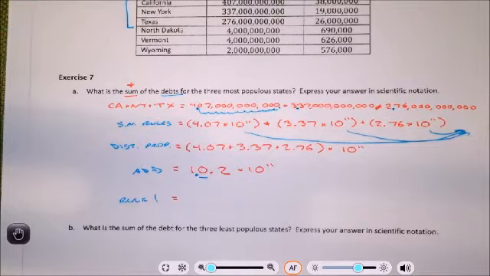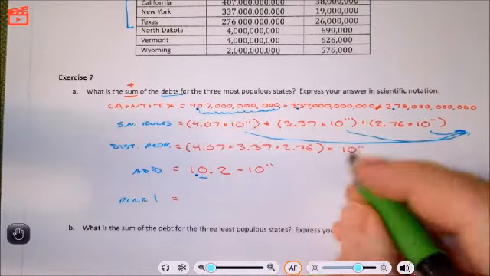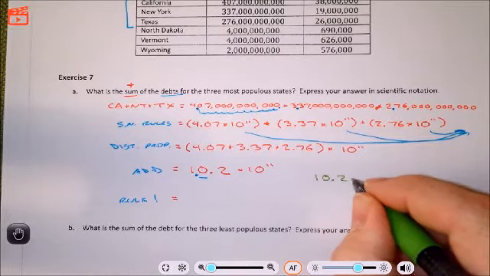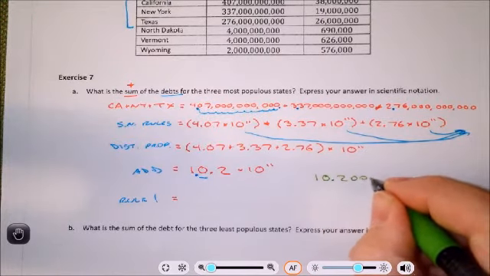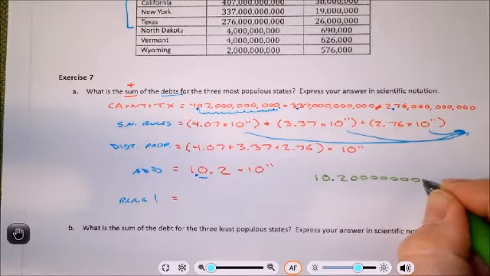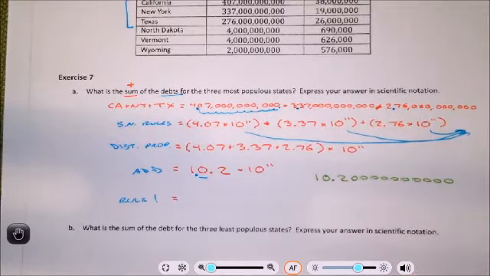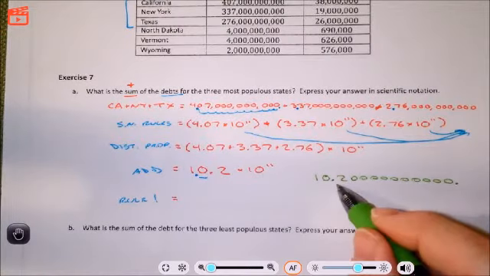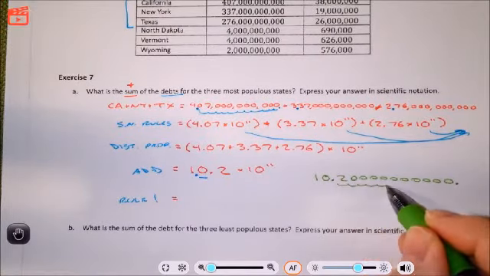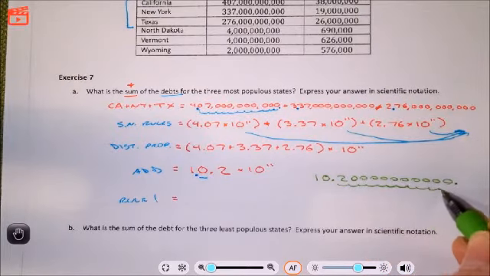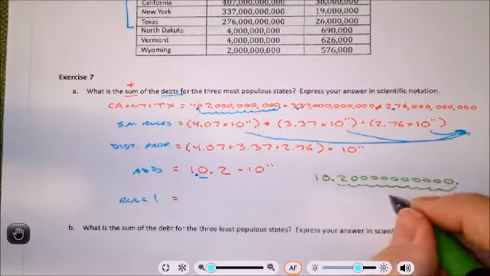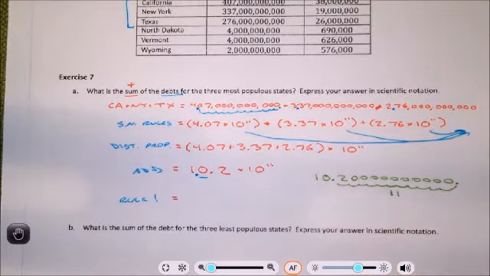Let me show you what this looks like when we write the number out. 10.2 times 10 to the 11th looks like this. This is the real number after I jump 11 spaces. 1, 2, 3, 4, 5, 6, 7, 8, 9, 10, 11. So that's 11 spaces away, 11 place values away.